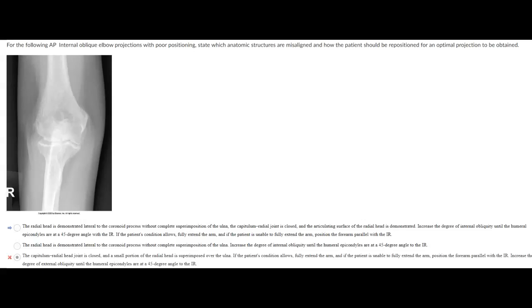In this AP internal oblique projection, we do have a little bit more rotation, but we're still insufficiently rotated because that coronoid process is still lateral to that radial head. The trochlear notch is not in profile. And the last aspect of this image evaluation is that the joint space here is not open again, that capitulum radial head joint space. So we need to fully extend that arm and increase that degree of internal obliquity until those humeral epicondyles are superimposed.